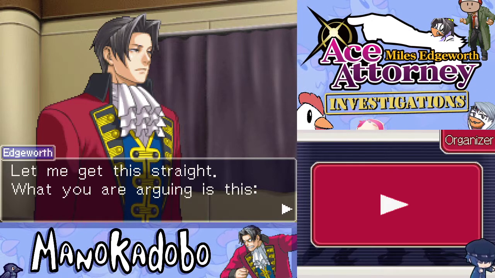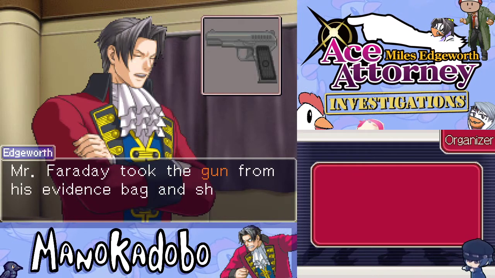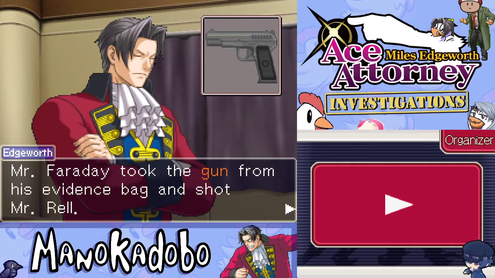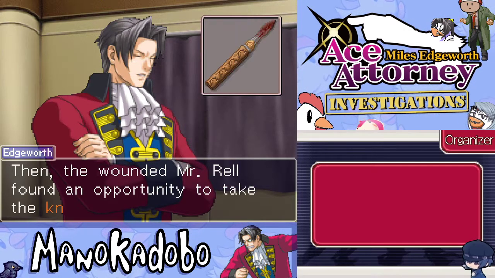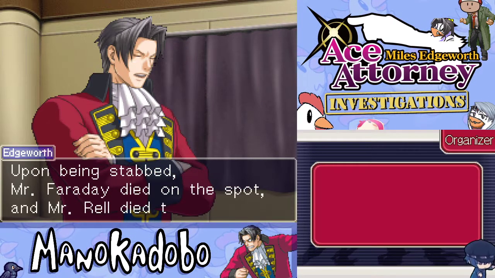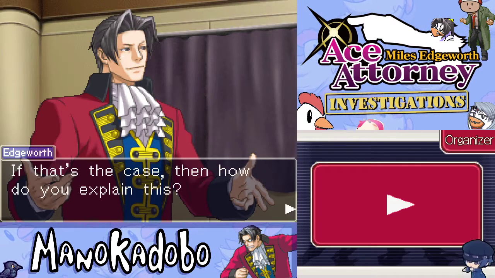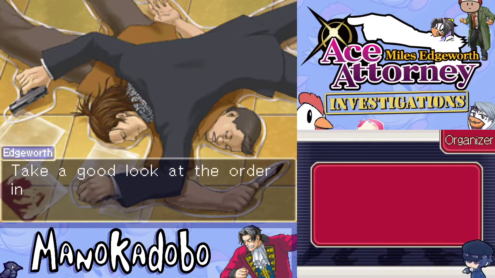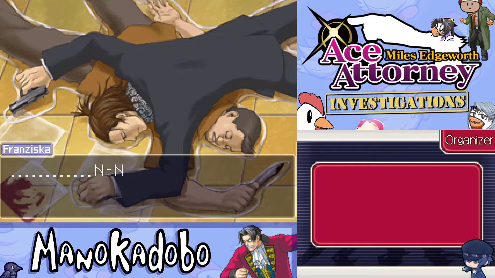Let me get this straight. What you are arguing is this. Mr. Faraday took the gun from his evidence bag and shot Mr. Rell. Then the wounded Mr. Rell found an opportunity to take the knife and strike back. Upon being stabbed, Mr. Faraday died on the spot, and then Mr. Rell died thereafter. If that's the case, then how do you explain this? Take a good look at the order in which the bodies are piled.